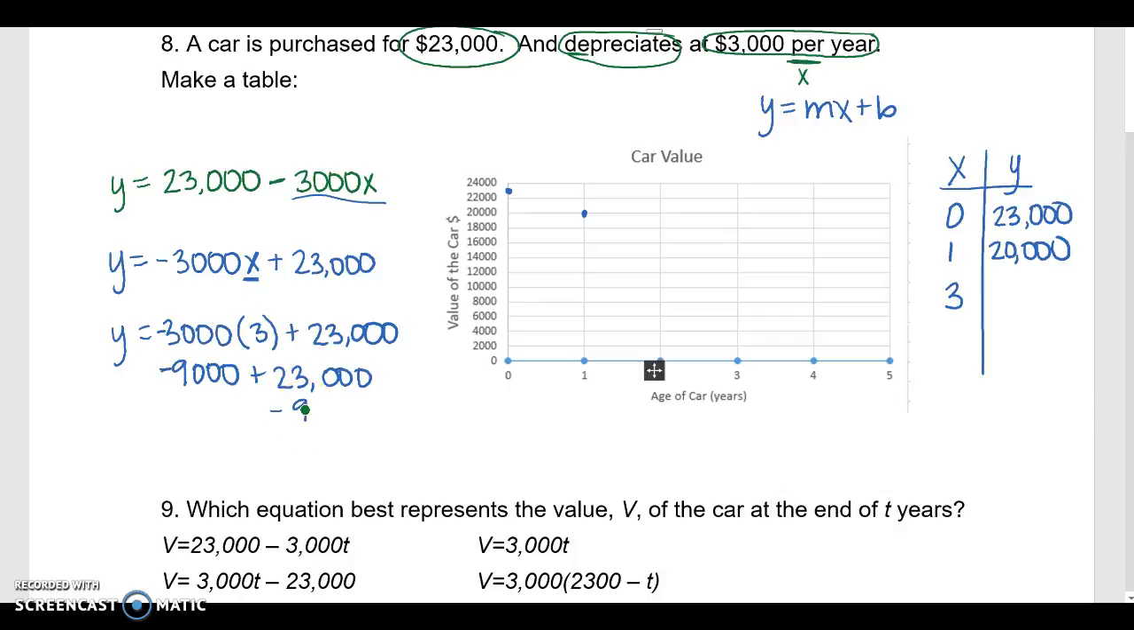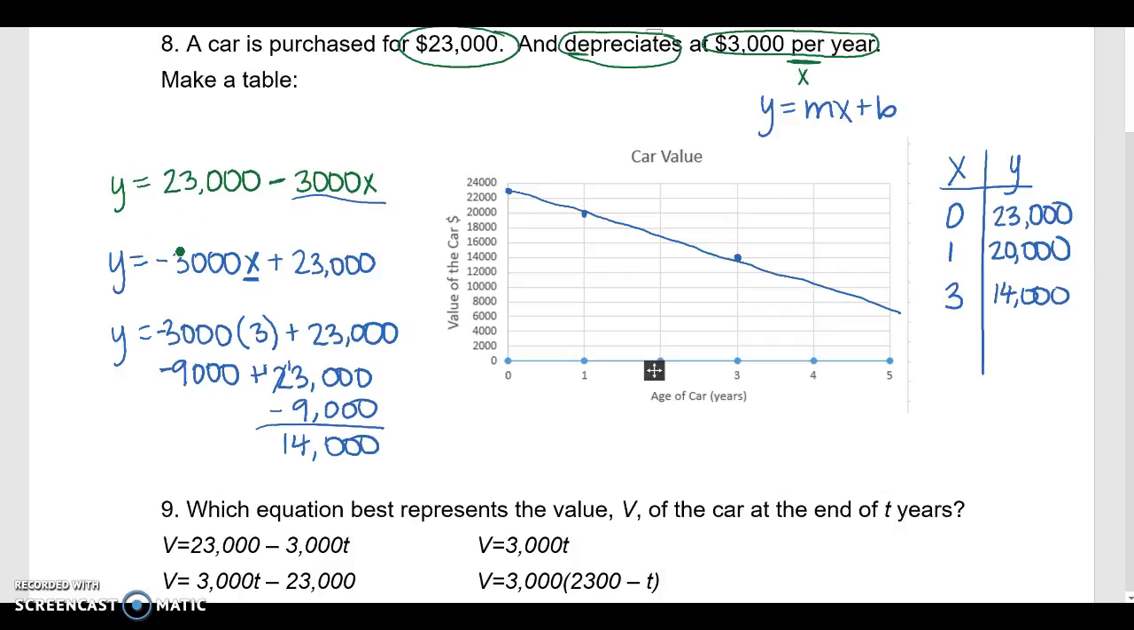So let me subtract 9,000. So borrow, 13 is 4. So 14,000. So 3 is at 14,000. So I could continue to find my points, and then I would connect them all. But we went ahead and we wrote our equation from the problem, and then we rewrote it in y equals mx plus b form.